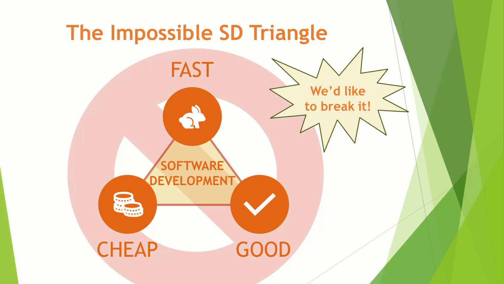Hi there. If you're familiar with software development, you may have heard of the impossible triangle. That is, if you want the development to be fast and cheap, you won't be good. And if you want the development to be fast and good, you won't be cheap. You will never get those three at the same time.